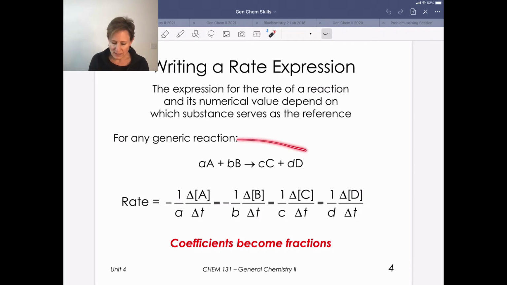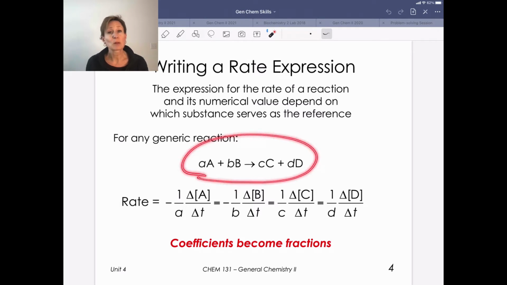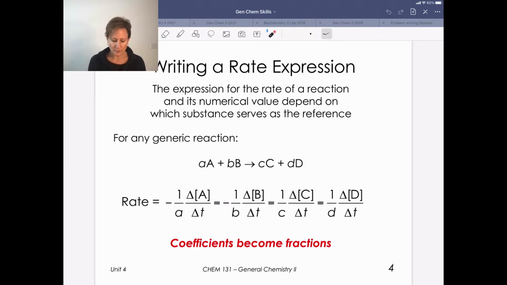So let's see if this makes sense with a generic reaction. In this case, we're saying A plus B goes to C plus D, and we've got the corresponding coefficients in front of this balanced hypothetical equation here. This is how we write a rate expression. Now, it's really important as we go through all of these different pieces that we understand what a question is asking. So to write a rate expression, we are going to take the change in the concentration of a species as a function of a change in time. So it's delta concentration of that species over delta T, delta time.